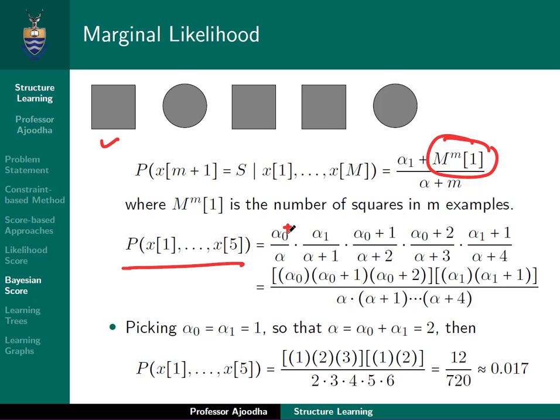So then here we would have had plus 0, because there wouldn't have been any squares before that, divided by the prior, which is now alpha. So alpha will be alpha 0 plus alpha 1, which is equal to alpha, and that's alpha. So then you multiply that.